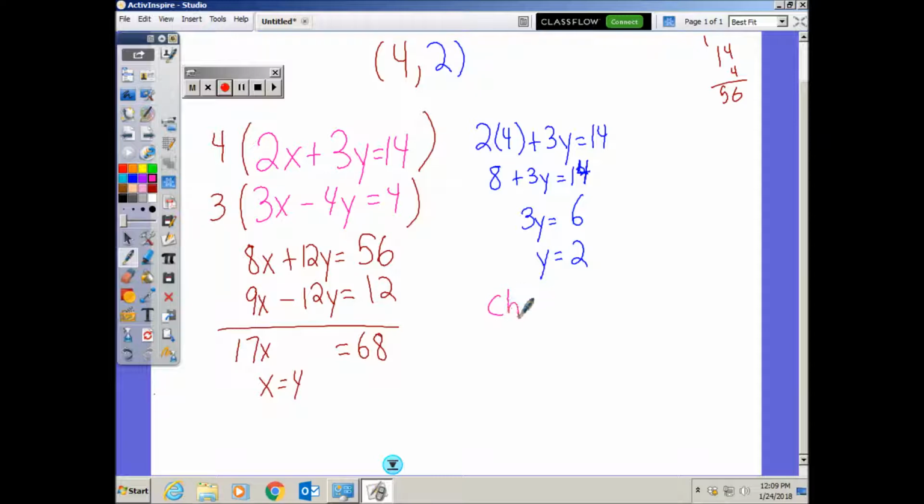I'm going to check it. 3 times 4 is 12. Okay? 4 times 2 is 8. 12 minus 8 is equal to 4. It works.